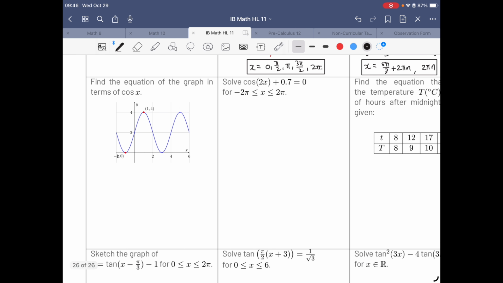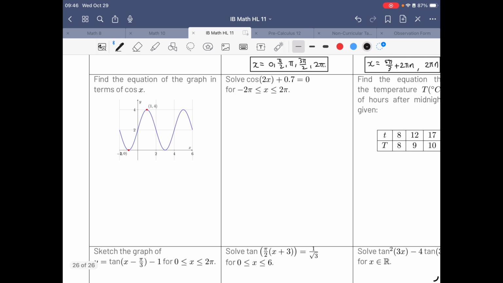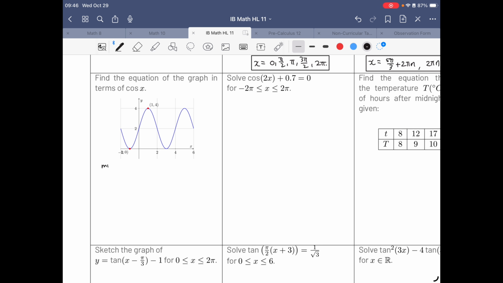Let's move on to the second row. Find the equation of the graph in terms of cosine of x. So in this one, I'm asking you to find the equation of the graph based on the given hints. So let's try to analyze some hints that I know of. The first thing that I know is that the minimum is at negative 2, 0, and maximum is at 1, 4. So the minimum and maximum give you a lot of information. First one I can tell is the amplitude.